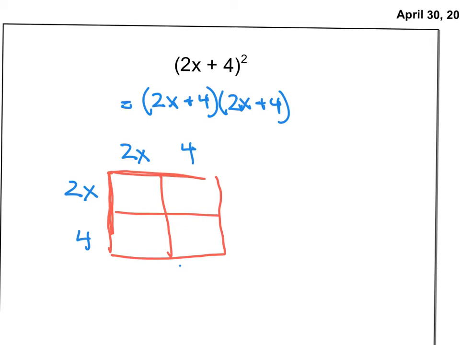So let's go ahead and work right here. 2x times 2x. 2 times 2 is 4. I remember my invisible math, so I add those exponents and I get a 4x squared. Now if I do the top right box here, I'm doing 4 times 2x. So 4 times 2 is 8, so I'll have an 8x. Now if I do this bottom left box, I have a 4 times 2x, which will give me 8x. And then lastly, 4 times 4 is 16.